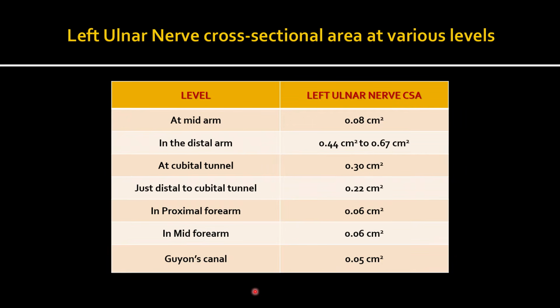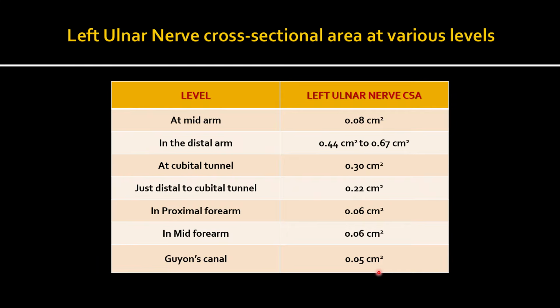This is the tabular data showing left ulnar nerve CSA at various levels. In the distal arm, nerve is significantly thickened, reaching up to 0.67 cm square CSA. Also in cubital tunnel, it is 0.30, just distal to the cubital tunnel, it is 0.22, and later on, more distally in proximal and mid forearm as well as in Guyon's canal, the nerve is pretty normal in caliber.